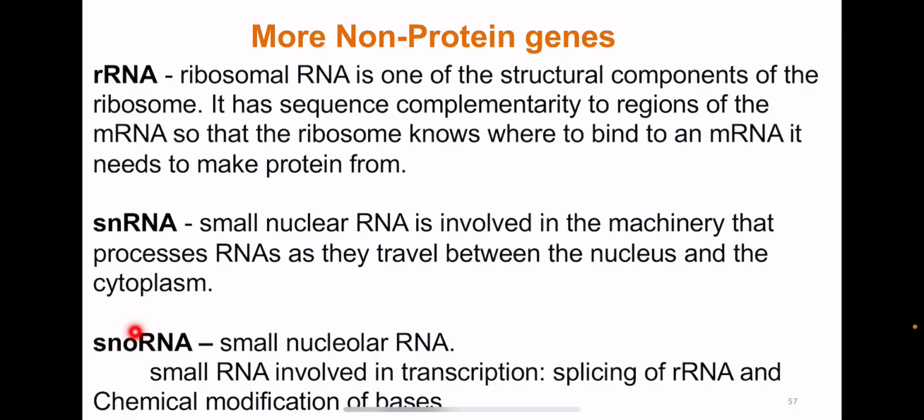I want to confirm something. So let me confirm something for you guys real quick. Okay, so yes, the snoRNAs do not only splice rRNAs, they also splice tRNAs as well. That's what I wanted to confirm. So it is involved in chemical modification of the bases of these RNAs, the rRNA and the tRNA, and snRNA is involved with only mRNA.